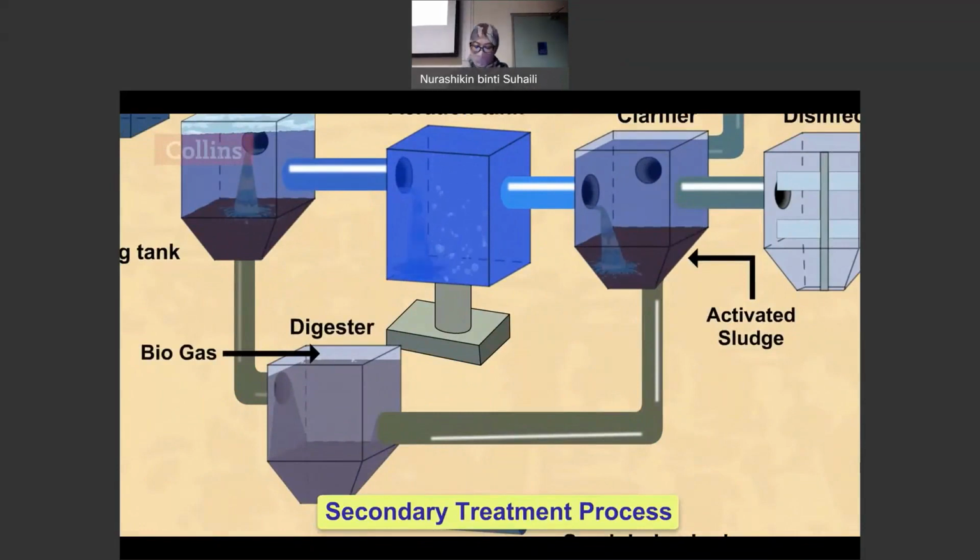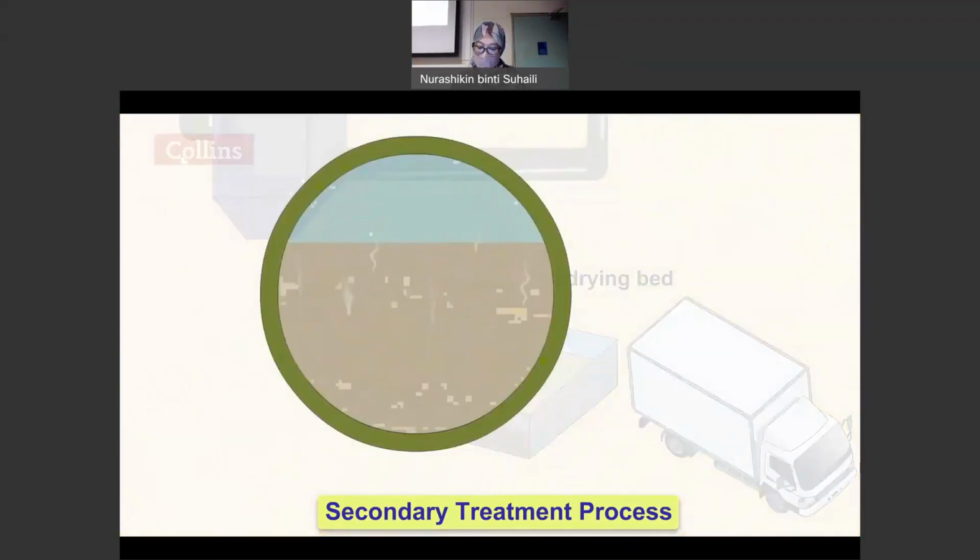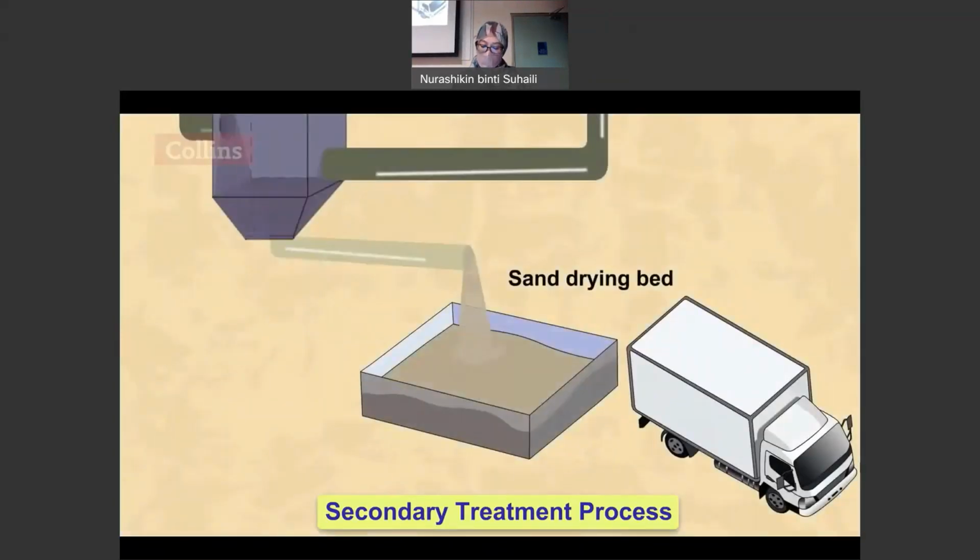The activated sludge is then left in the sand drying beds. Some quantity of water in the activated sludge evaporates, and the remaining quantity drains to the sand. This leaves behind the remaining dried sludge, which will be used for making fertilizers or compost.